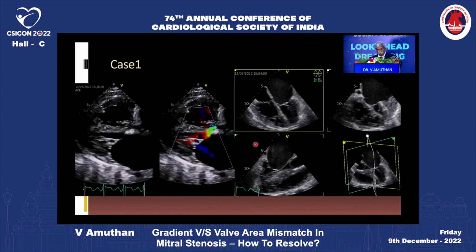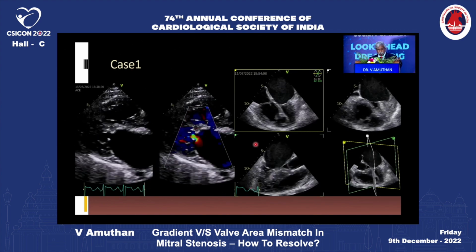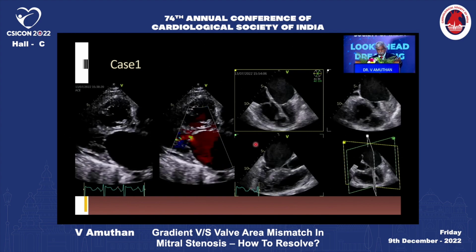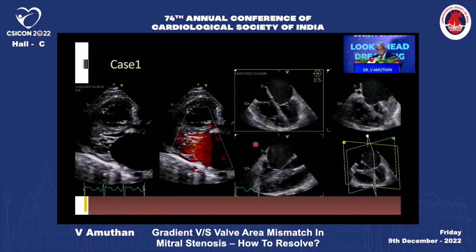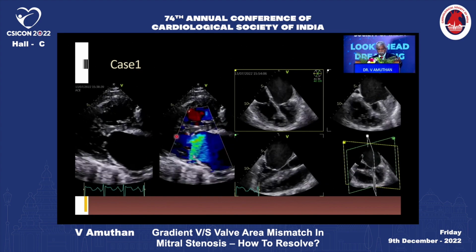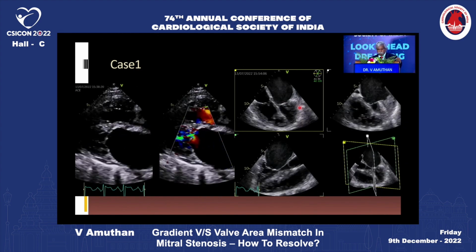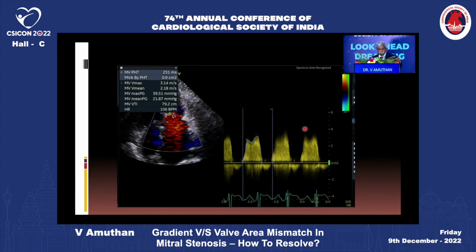This is a young man, only 24 years old. He came with breathlessness. You can see here, this is the biplane view showing clearly the stenotic mitral valve. This is the transesophageal triplane view. And you see the gradient. The peak gradient is around 40 and the mean gradient is 22.